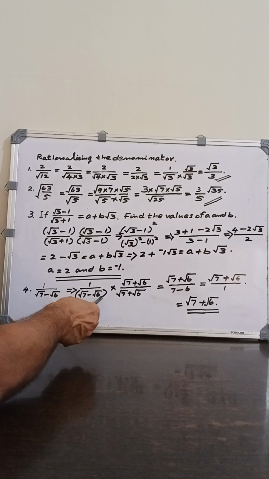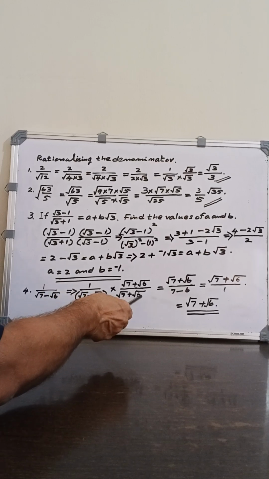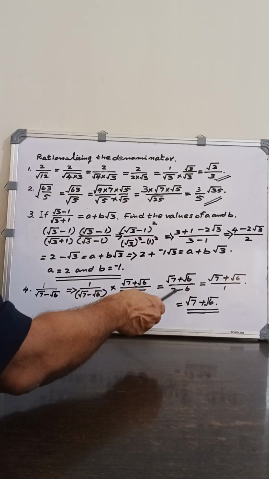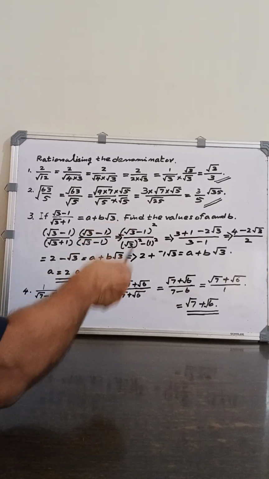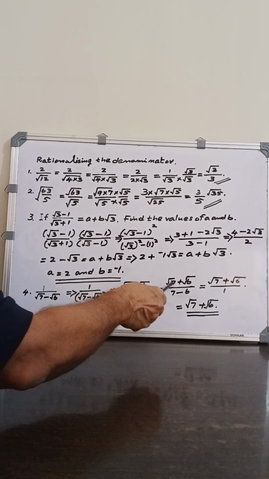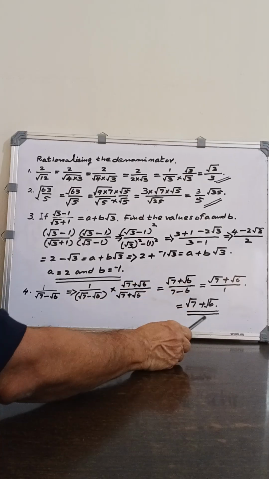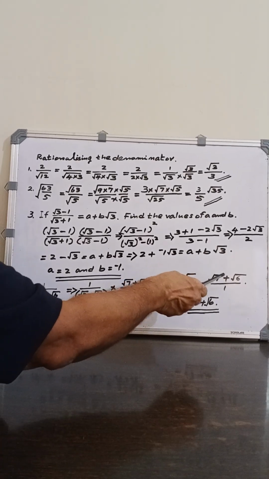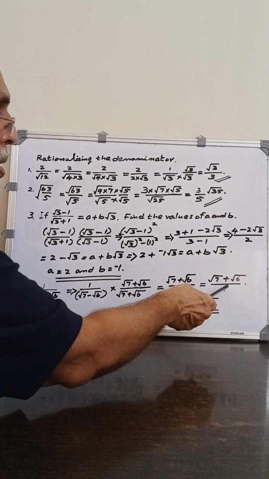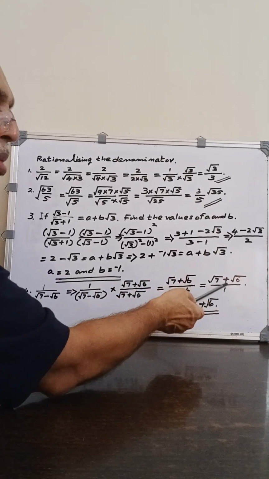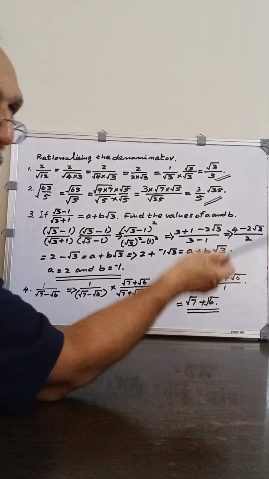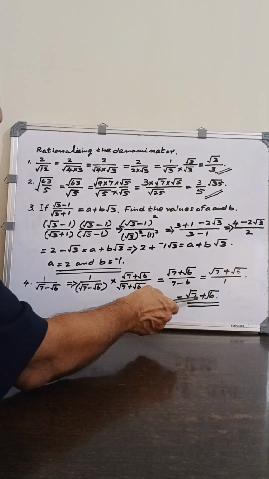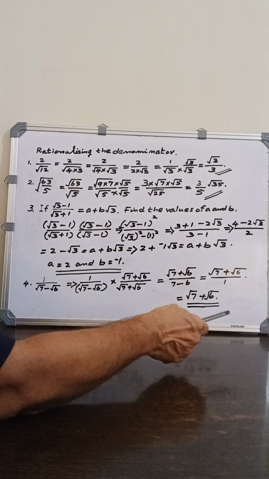Therefore, root 7 minus root 6 into root 7 plus root 6 gives root 7 squared minus root 6 squared, that is 7 minus 6, upon root 7 plus root 6 into 1. That is, 7 minus 6 is 1. Therefore, root 7 plus root 6 by 1. We can simply omit the denominator, why? Because the denominator is 1. Therefore, root 7 plus root 6 is the final result.